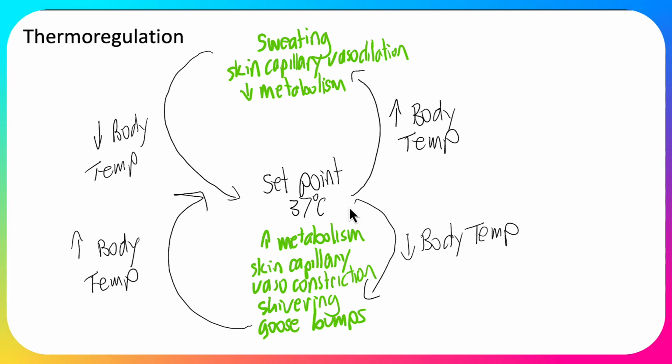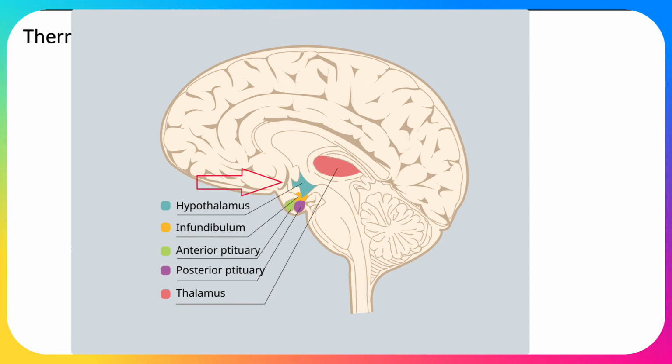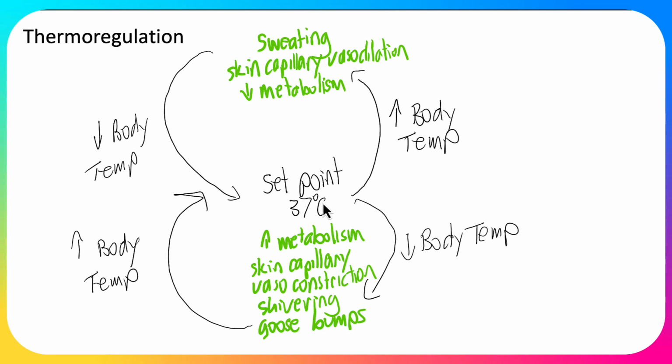So the control center for thermoregulation is the hypothalamus in the brain. And it sets a set point for our body temperature of 37 degrees. Now, if it detects that our body temperature increases, for example, it's a hot day, we might be exercising, it might be a really hot room, and our body temperature increases above 37 degrees.